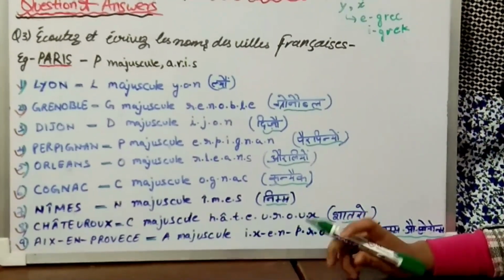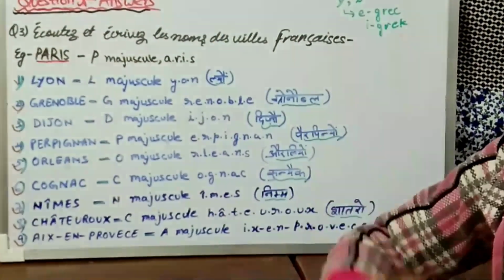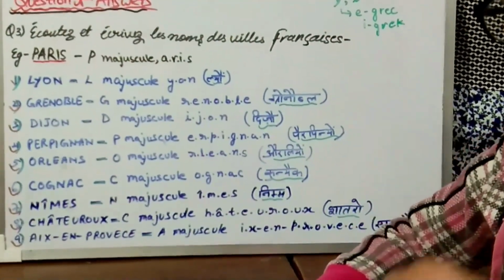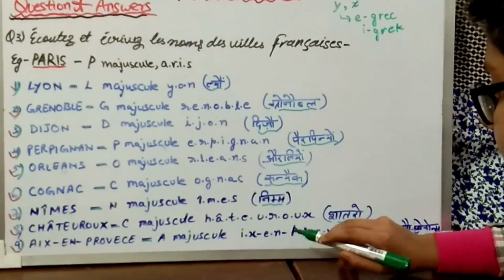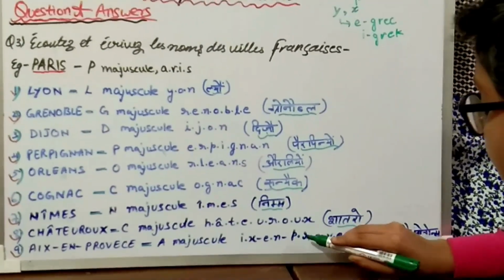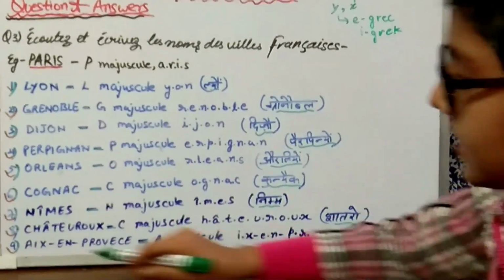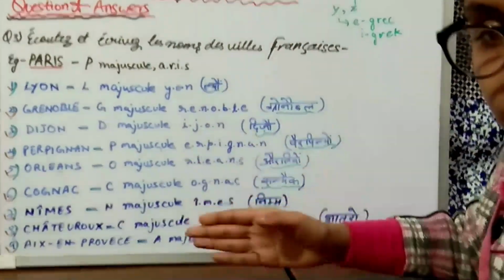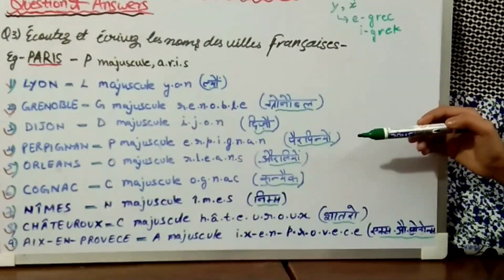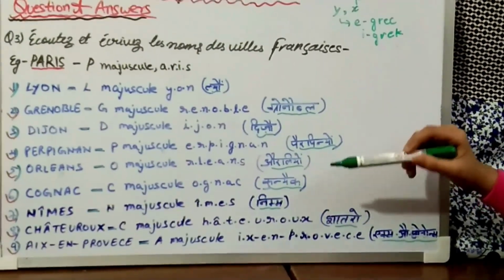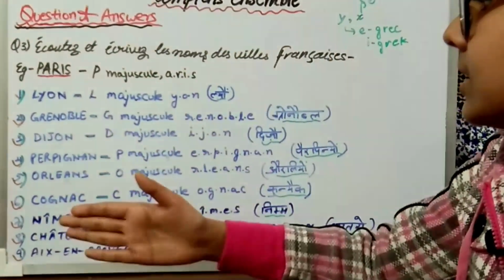It is called something in French, but I am not telling you because it will come in the higher level of the Apprenons le Français part 1, part 2 book. Then going back to the topic, we were at P, R, O, V, E, N, C, E. So that is Aix-en-Provence. Then I will read it to you again: Lyon, Grenoble, Dijon, Perpignan, Orléans, Cognac, Nîmes, Châteauroux, Aix-en-Provence. So do remember the pronunciation of these.